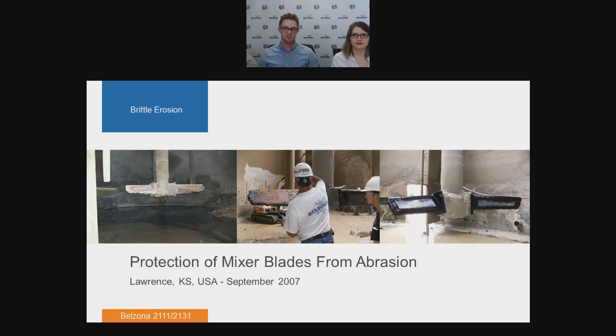That rebuilt the blade back to its original dimensions. And then they used Belzona 2131, which is a fluid type, similar sort of properties, but a different consistency, different viscosity. And they used that, as you can see in the right hand side picture, to repair and protect the blades from further damage, also protecting the rebuild material underneath.